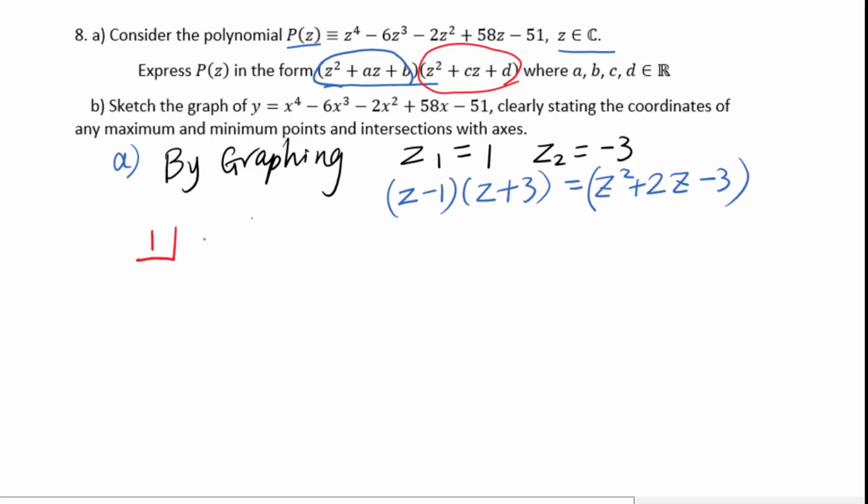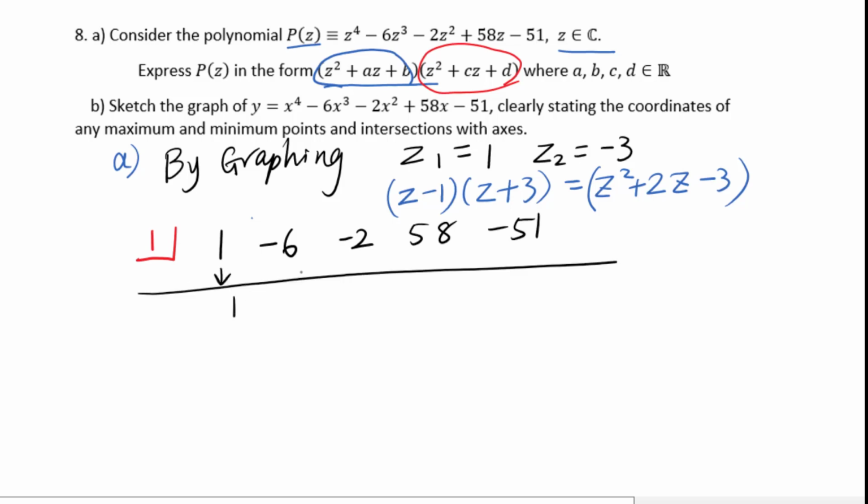1. Root in the corner, no missing power. 1, negative 6, negative 2, 58, negative 51. 1, multiply. 1, negative 5. Negative 5, adding negative 7. Negative 7, 51. Then 51, we get 0.